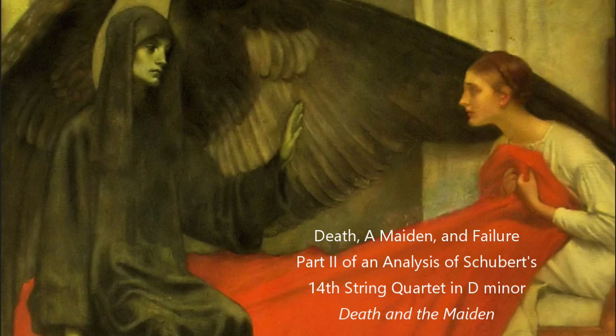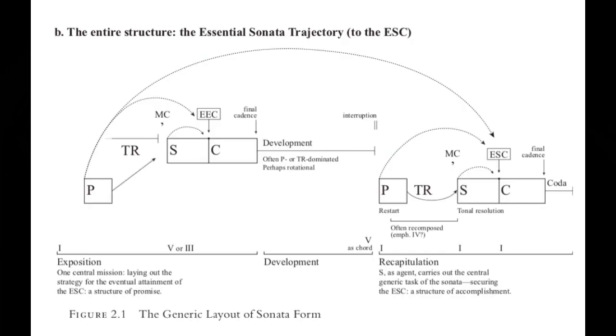Today, I am finishing my analysis of the first movement of Schubert's Death and the Maiden String Quartet. To briefly summarize the exposition before we move on to the development and recapitulation, the piece opened with a dramatic P0 module, the Maiden's reaction to Death and Death's response to the Maiden.